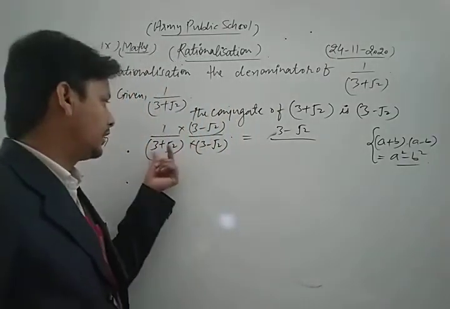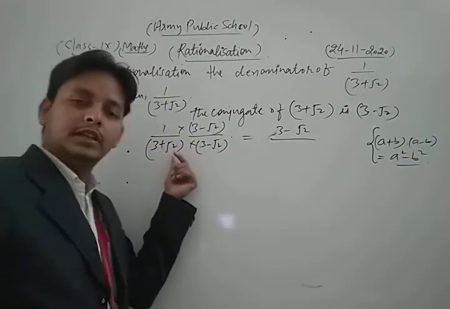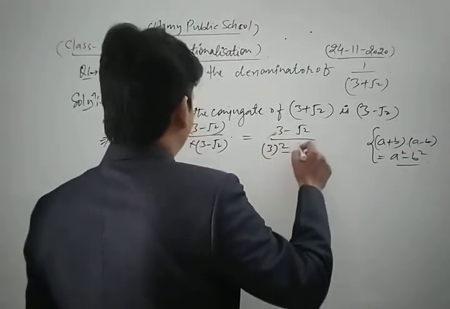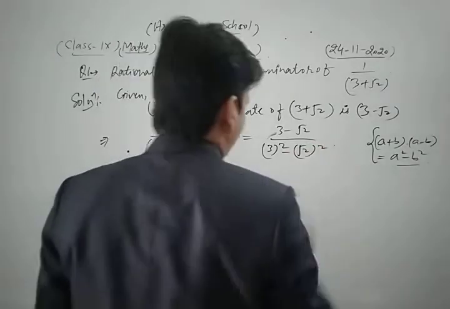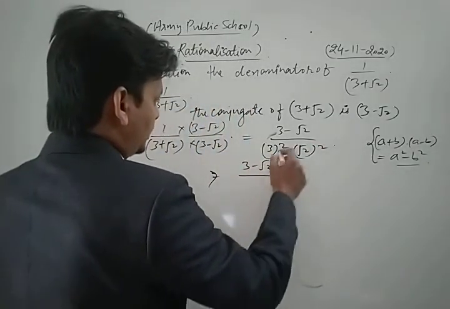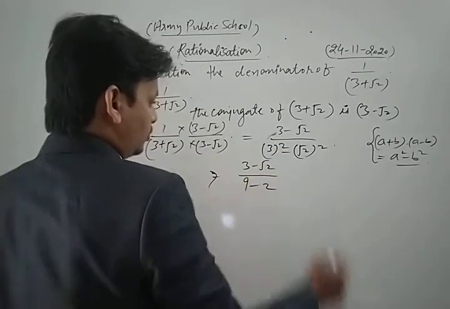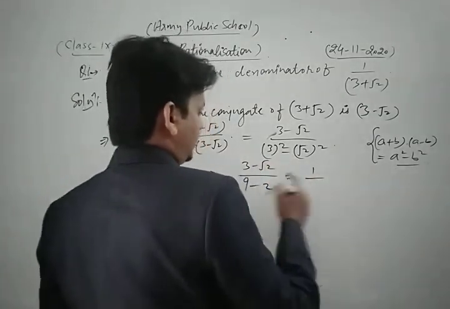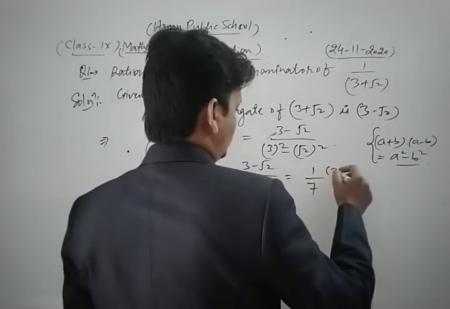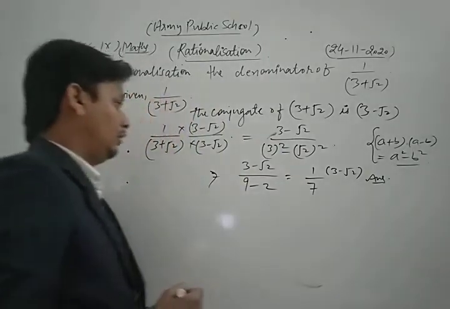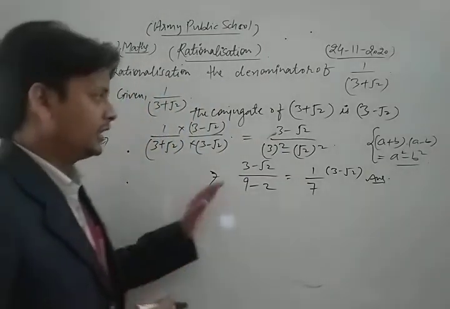So here, dear students, the value of a is 3 and the value of b is root 2. So we write 3 square minus root 2 square. So we get 3 minus root 2 upon 9 minus 2, that is, 3 minus root 2 upon 7. This is our required solution of the given question.